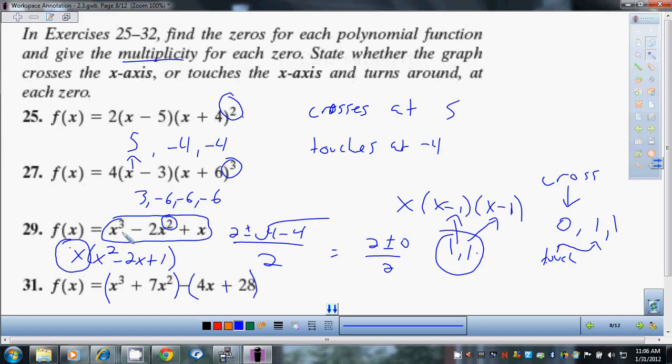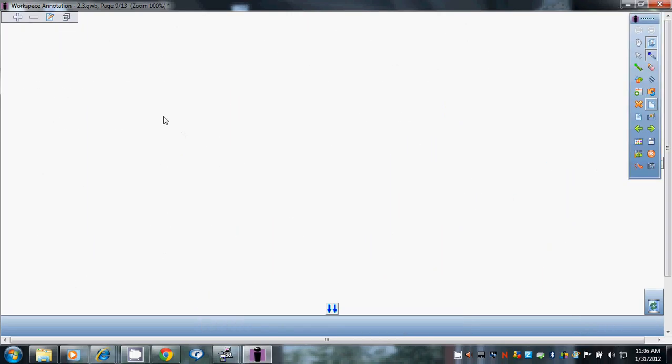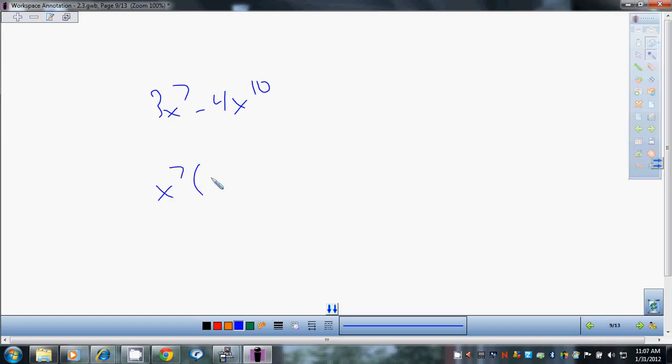So if you ever see something with x's and everything, take out as many as you can. What I mean by that is, let's look at a quick example. Let's say you had 3x to the 7th minus 4x to the 10th. What's the most x's you can take out of both of those? 7. So the x to the 7th, which leaves you with 3 minus 4x to the 3rd. Now you have 7 of these, and you could work with that separately. Okay? Alrighty, so moving on ahead.